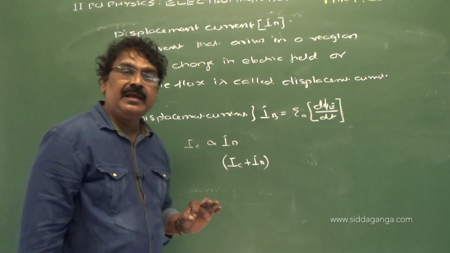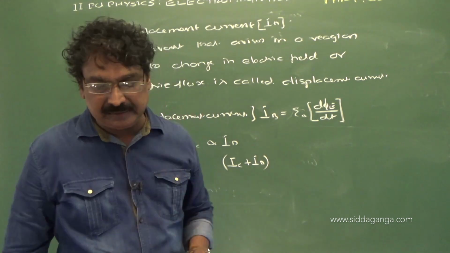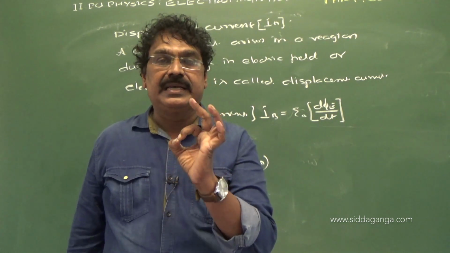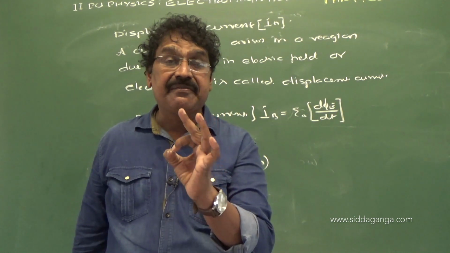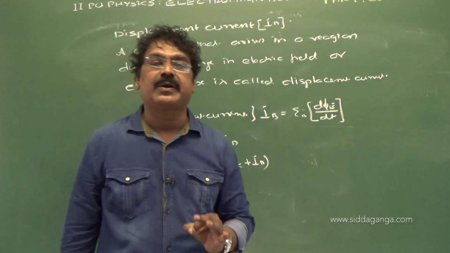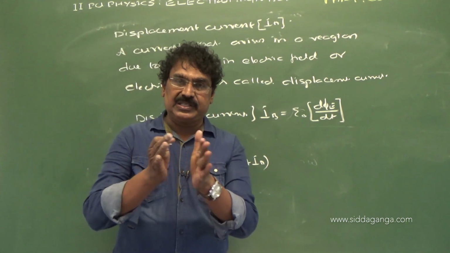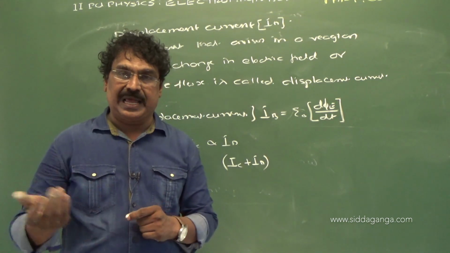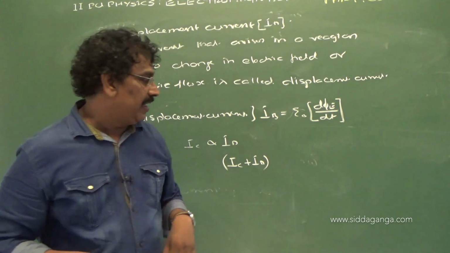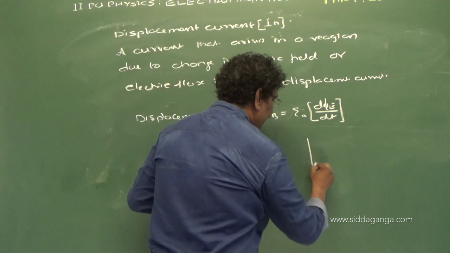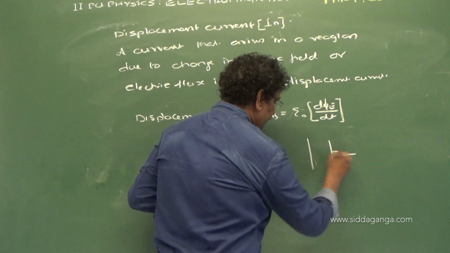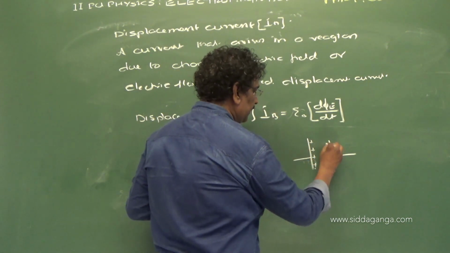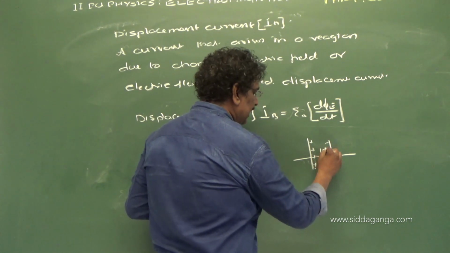So generally displacement current exists only when there is a change in electric field with respect to time. If there is no change in electric field with respect to time, then there is no displacement current. For example, if we have a completely charged capacitor, there exists an electric field here.